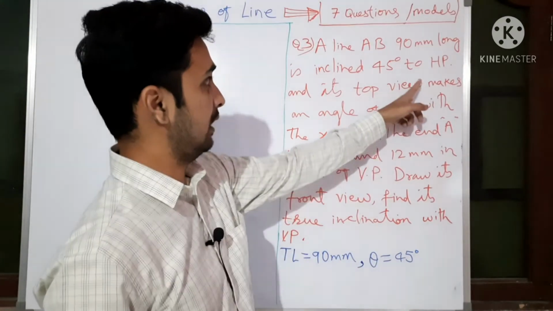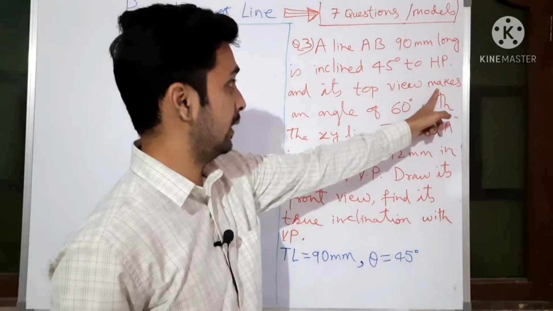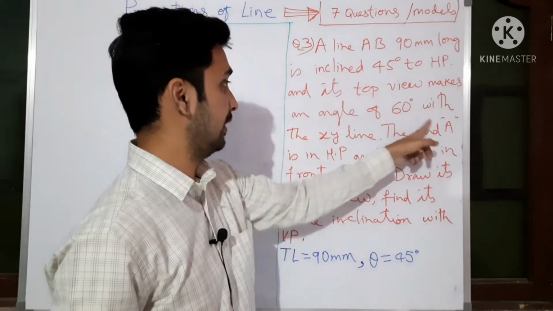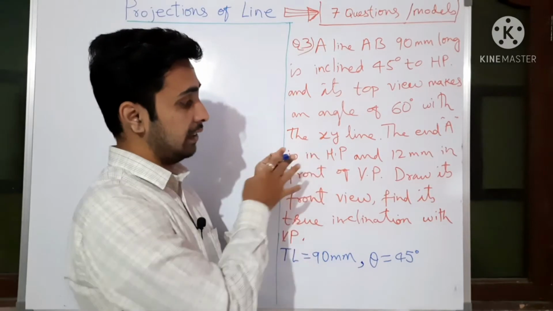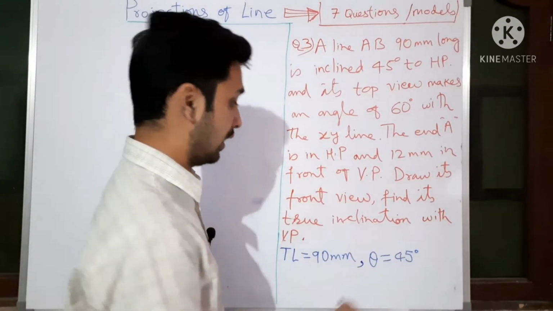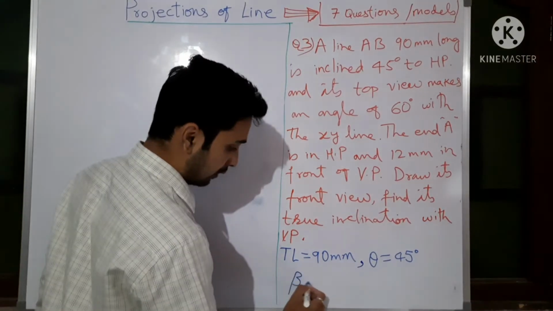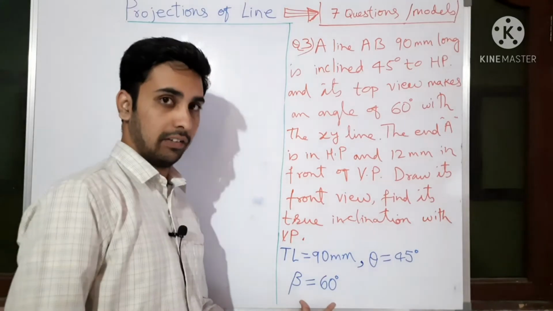Okay, next what is given? Its top view makes an angle of 60 degree with XY line. The line is not making 60 degree with VP. Top view is making 60 degree with XY line. So they are talking about beta, that is top view inclination, apparent inclination.